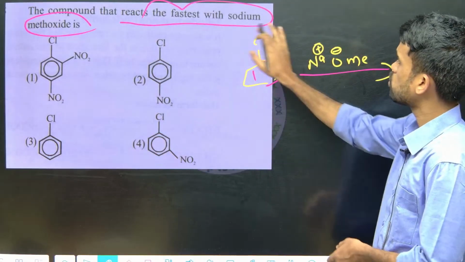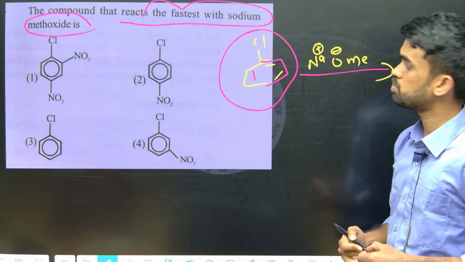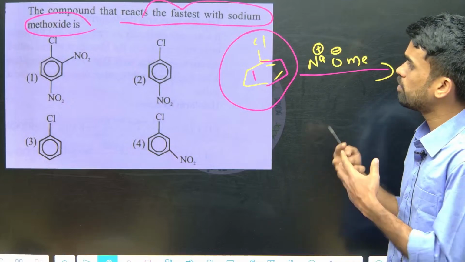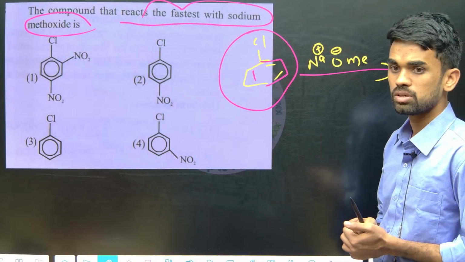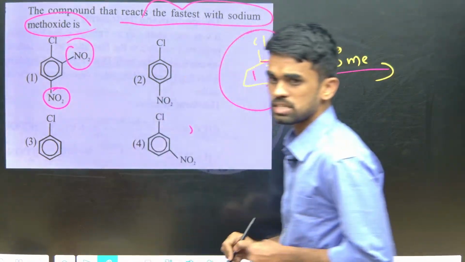So what type of groups do we require on the benzene ring, the haloarene ring? Electron withdrawing groups. The more electron withdrawing groups, the easier the substitution. So where do we have more electron withdrawing groups? Here you have 2 nitro groups. So the fastest reaction is in 1.